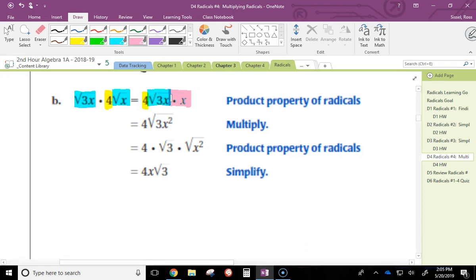3x times x gives me, I'm going to go to this color, 3x squared. Well, I'm in the square root sign, so can I do anything? Well, I broke these two apart. I made the square root of 3 and x squared. And the square root of x squared is just x. So really I'd have 4 times x, which is 4x, times the square root of 3.